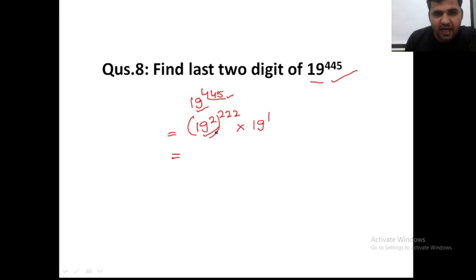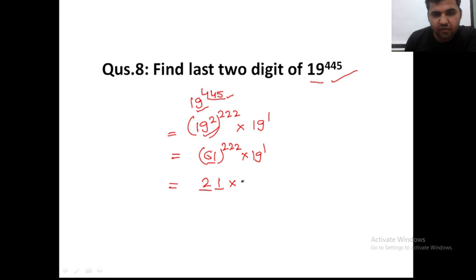Let's solve it. Now 19 square is 361, right? Our concern is only the last two digits. So now this can be written as 61 power 222 into 19 power 1. Now 61 power 222, what will be the last two digits of this number? The unit digit would be 1, and to find the last two digits, use rule number 3: 6 into 2 is 12. So this will give you the last digit as 2, using rule number 3.